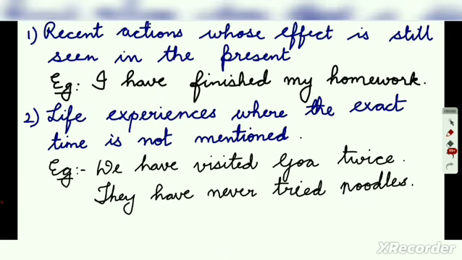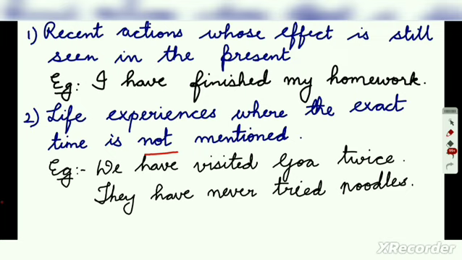Now, generally, we use this tense in two situations. One is recent actions whose effect is still seen in the present. The second is for life experiences where the exact time is not mentioned. Now let's look at some examples of the present perfect tense one by one.